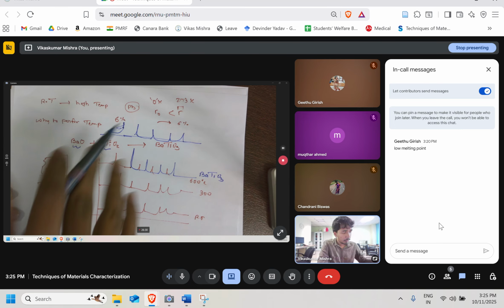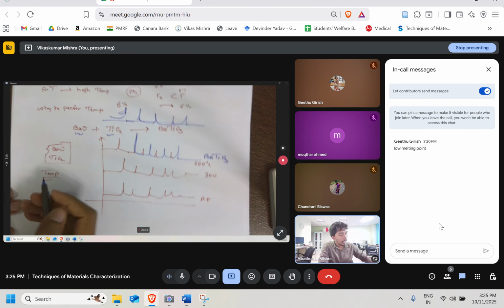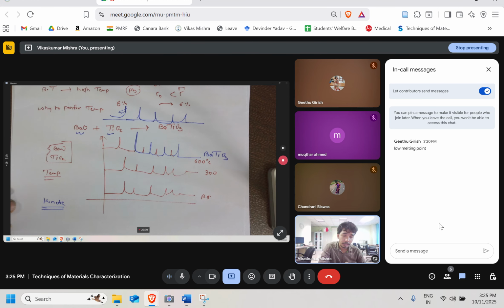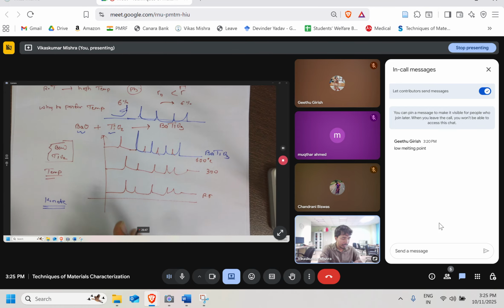Okay, so you can know the kinetics. You can find the kinetics part, at what temperature things are happening. Also, you can hold at a particular temperature and, with respect to time, take the XRD pattern. Then you will know at what time, and at what rate, the transformation is beginning. There are multiple things you can do.